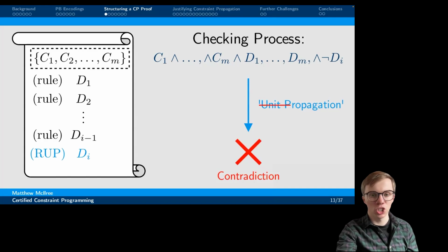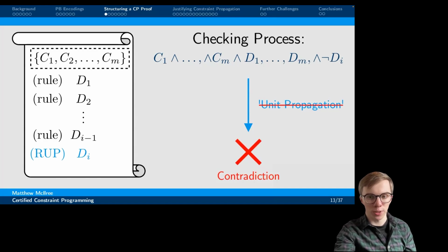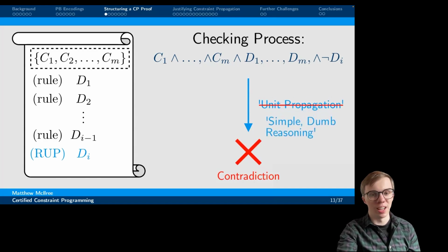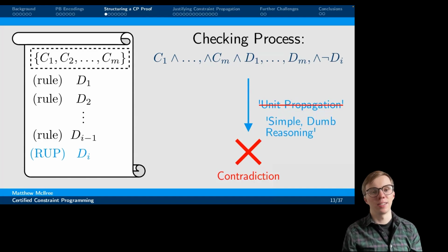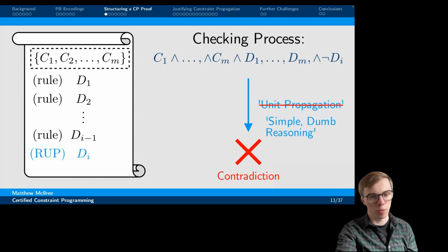So unit propagation, it doesn't really matter so much what this is. You can think of it as just simple dumb reasoning that the checker can perform, in particular looking at each constraint and setting any variables that simply must be set in order to satisfy the constraints.